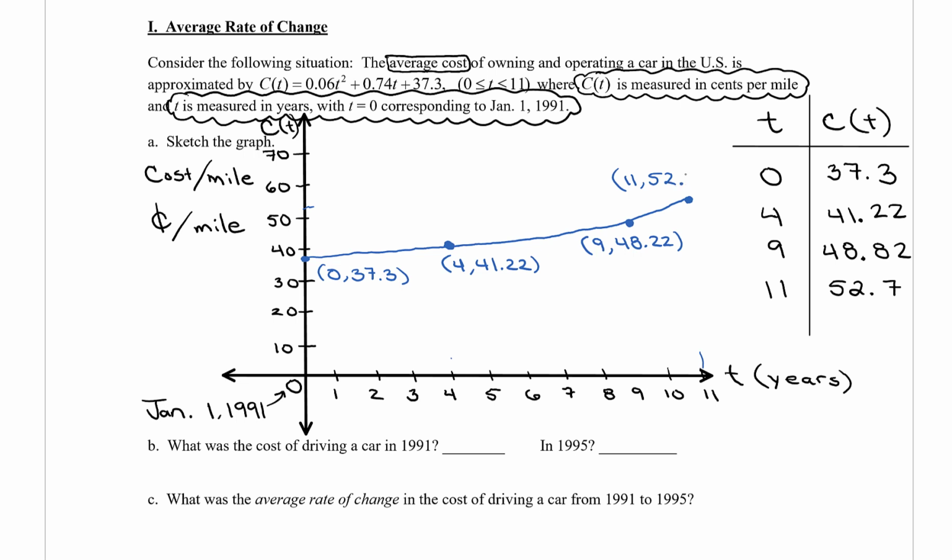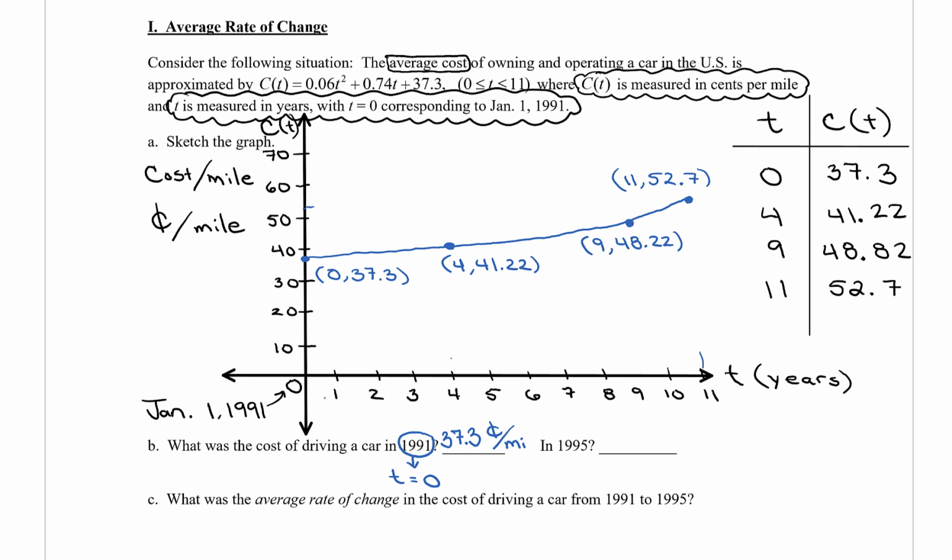So now I have my graph that represents the function that we mentioned earlier in our problem. Let's go ahead and answer B. What was the cost of driving a car in 1991? I know 1991 represents t equal to 0. So I'm going to look here at the y-intercept, and I'm going to get that y-coordinate value from the y-intercept. That's going to be 37.3. And because it's a word problem here, I'm going to label it with units. It's 37.3 cents per mile.